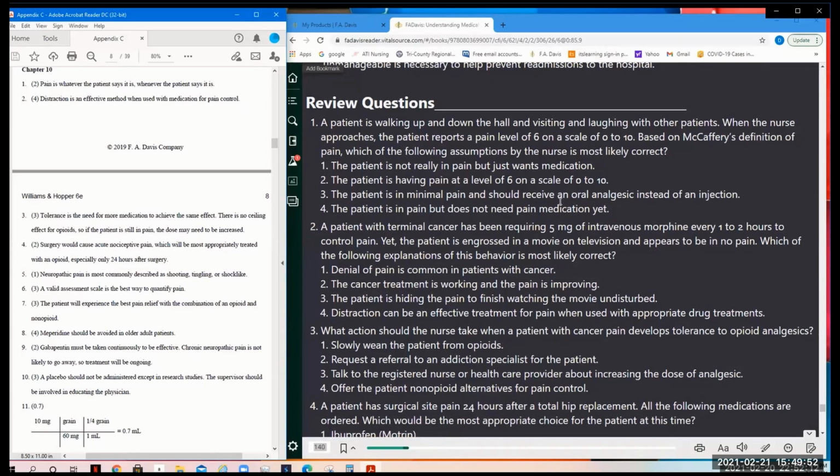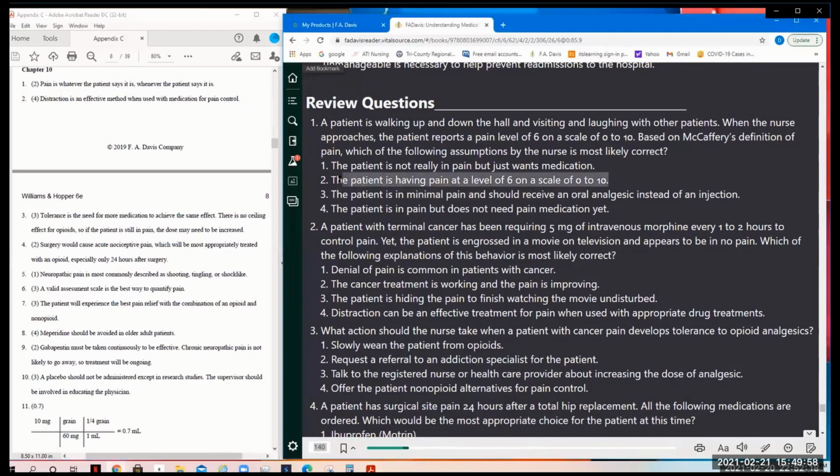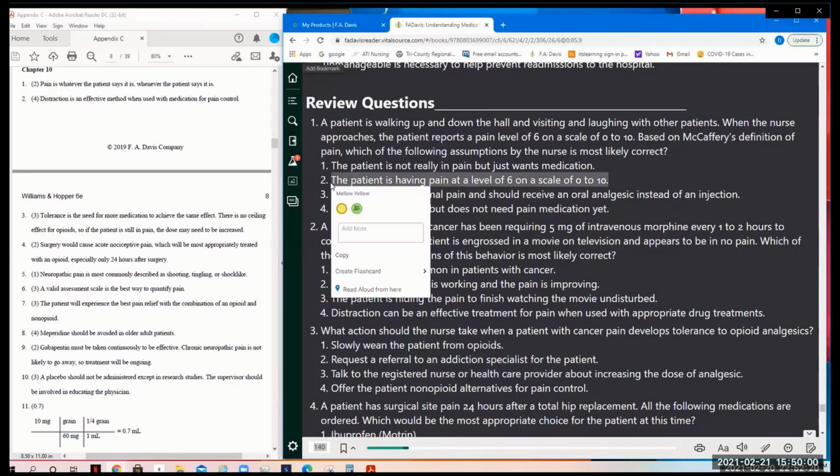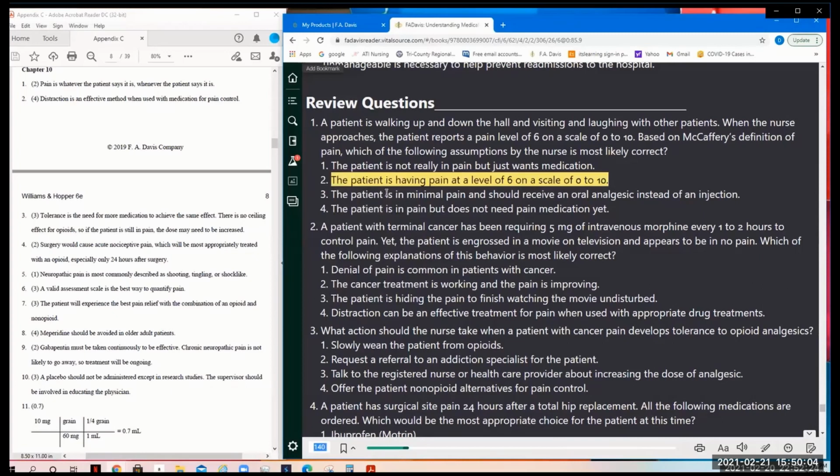And the answer is 2. It's whatever the patient says it is. The patient is having pain at a level of 6 on a scale of 0 to 10.